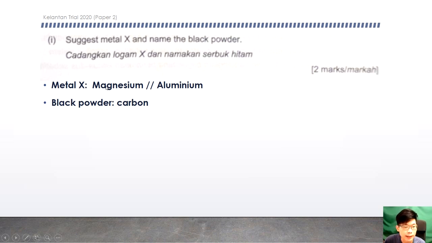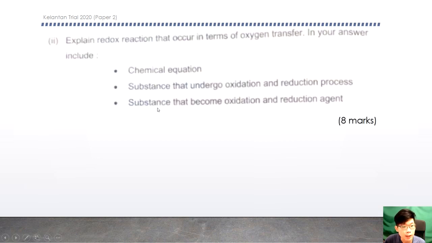Suggest the metal X and name the black powder. So metal X, you can choose magnesium or aluminum. Then the black powder is carbon. Okay, next question. Explain the redox reaction that occurs in terms of oxygen transfer. In your answer, include the chemical equation, the substance that undergoes oxidation and reduction, and the substance that becomes the oxidizing and reducing agent. So 8 marks in total.